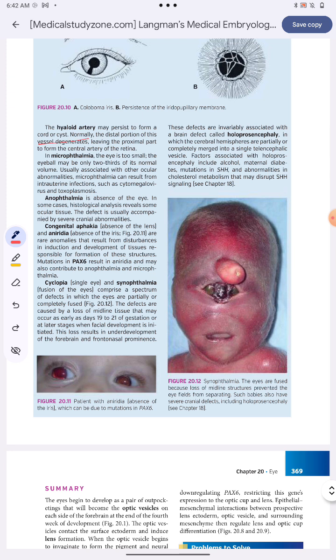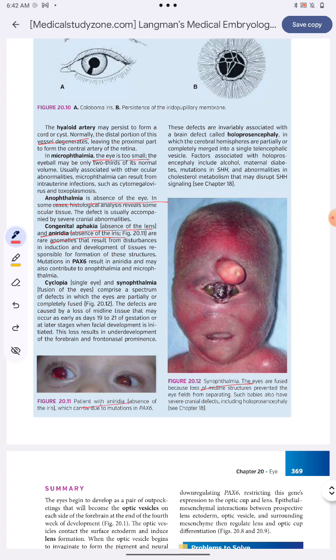Microphthalmia is when the eye is small, and anophthalmia is the absence of the eye. Congenital aphakia is the absence of the lens, and aniridia is the absence of the iris. These are also due to mutations of genes. Cyclopia is a single eye, and synophthalmia is fusion of the eyes. This is synophthalmia. This is aniridia. Aniridia is basically the absence of the iris.